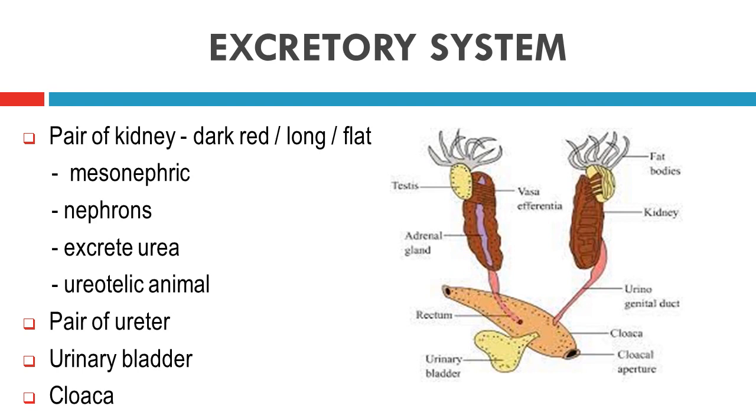Then this urea is left into the urinary bladder. There it is stored and through the cloaca it will be eliminated out, right? So that is the excretory system of frog.